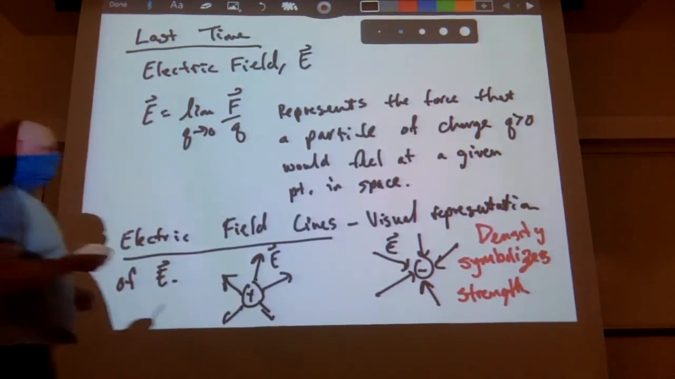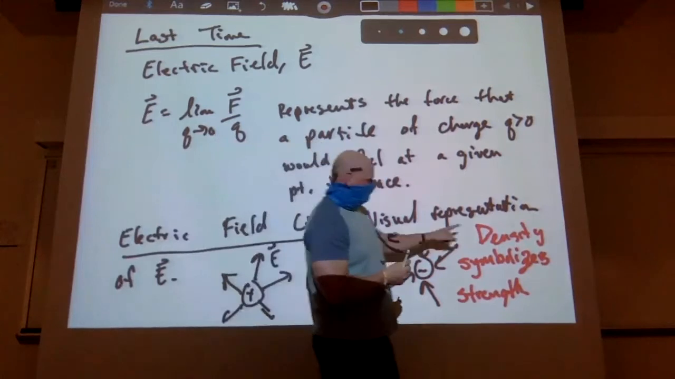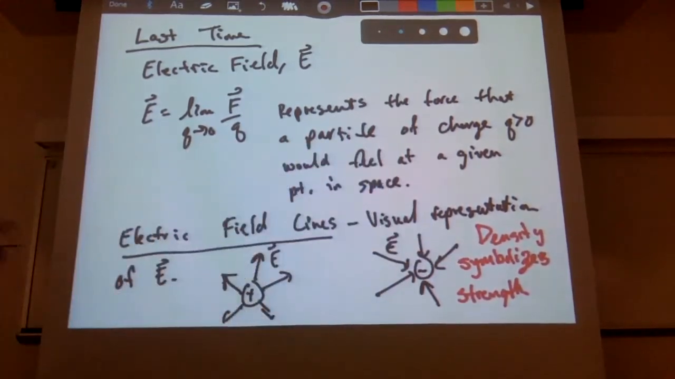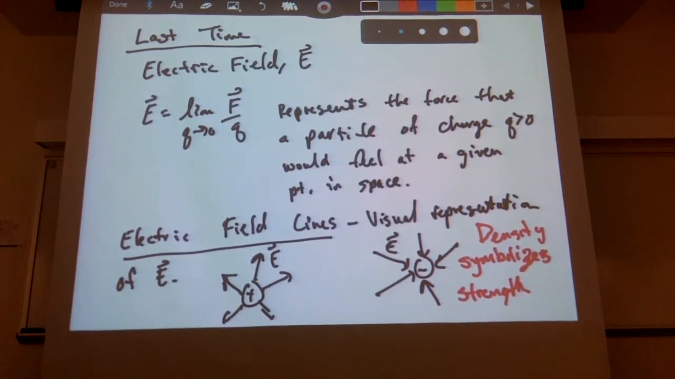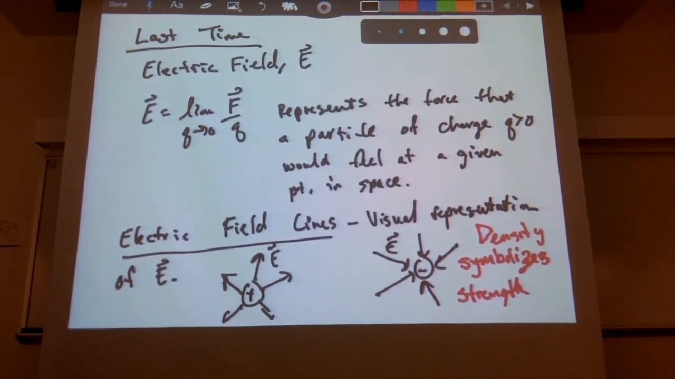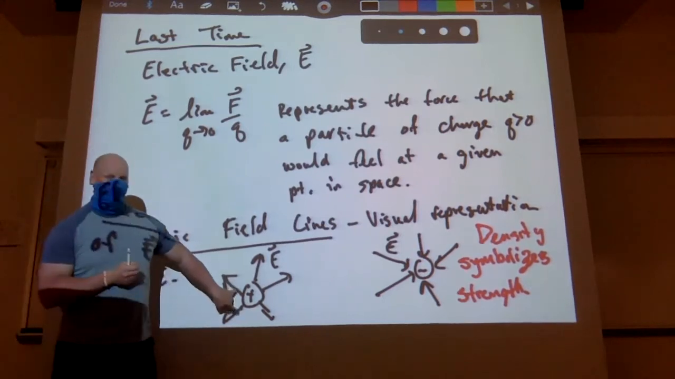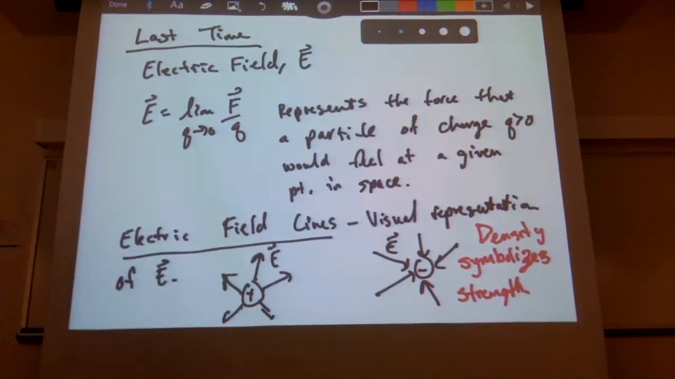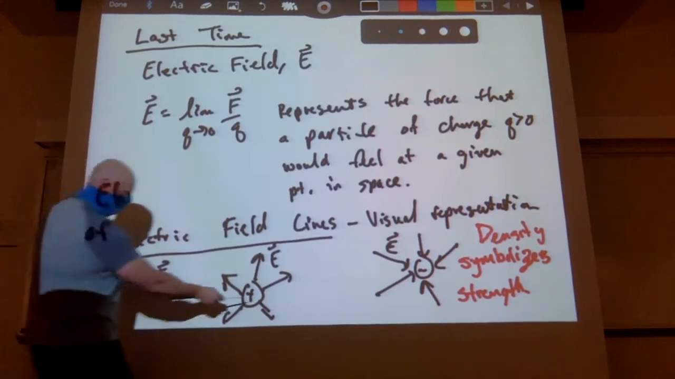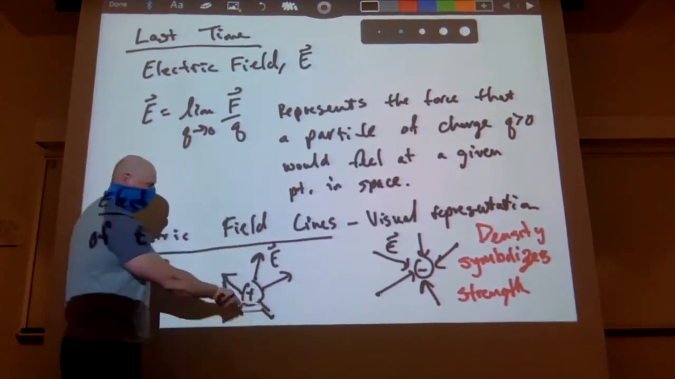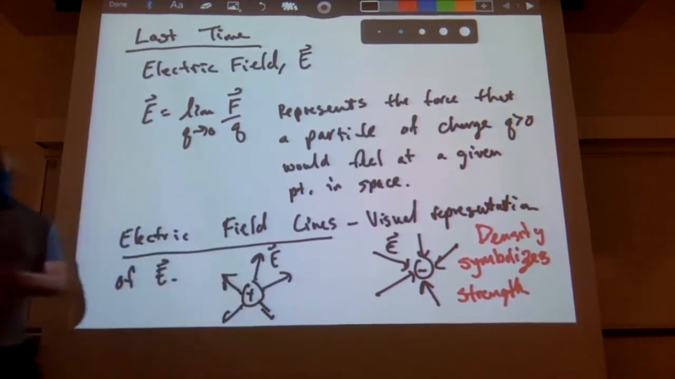One thing I didn't point out yesterday, which I'm going to point out today, is that typically when we draw these electric field diagrams, the density of the electric field lines represents the strength of the electric field. The more dense the electric field lines are, the stronger the electric field is. Near the charge, the density of the field lines is greater than further away, so the strength of the electric field is greater.